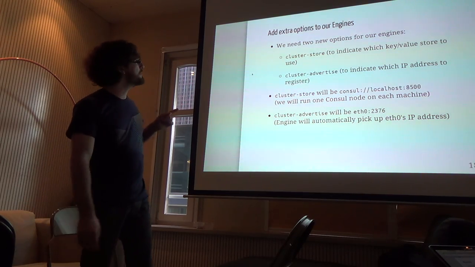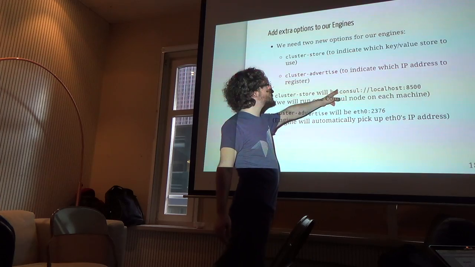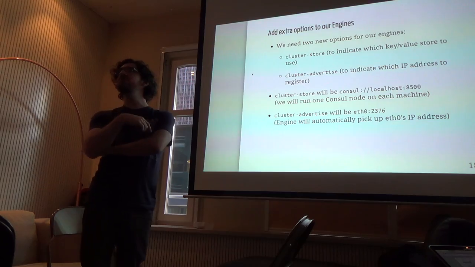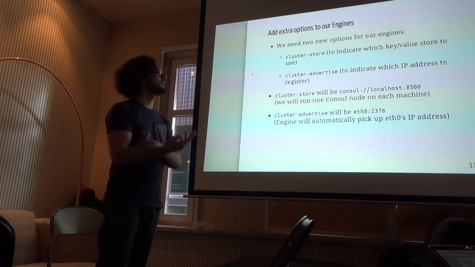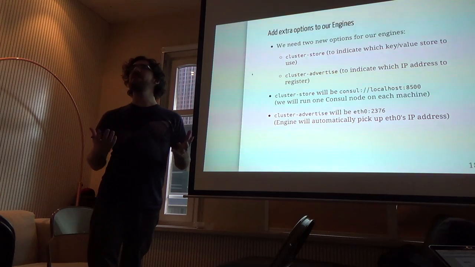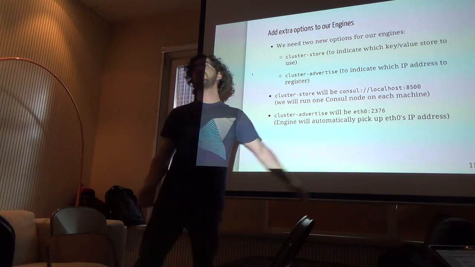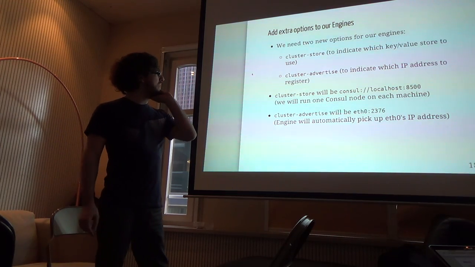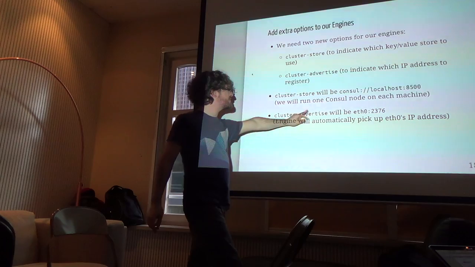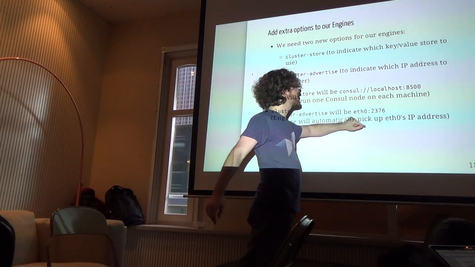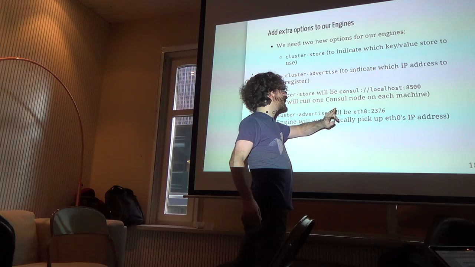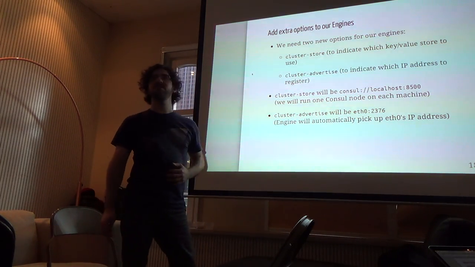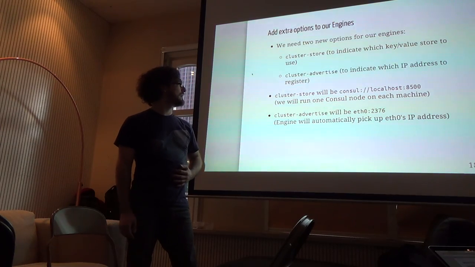So here, for cluster-store, we will put consul://localhost:8500, which means use the Consul cluster running locally. In the beginning, on localhost:8500, there is nothing, but there will be something later. And then for cluster-advertise, we're putting eth0:2376. This means take the IP address on eth0 and use port 2376, which is the default port for the Docker engine.